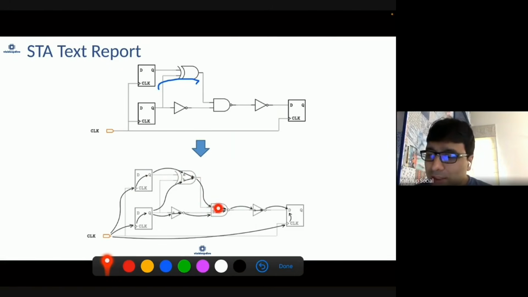So basically, STA reports the timing by converting this representation to a node and arc-based representation. So the Q pin will be a node. This is another pin. The D pin will be a node. The clock pin will be a node, and then there will be an arc from one node to another. Then there will be a cell, an arc from one cell to another, and this is how it will report timing.